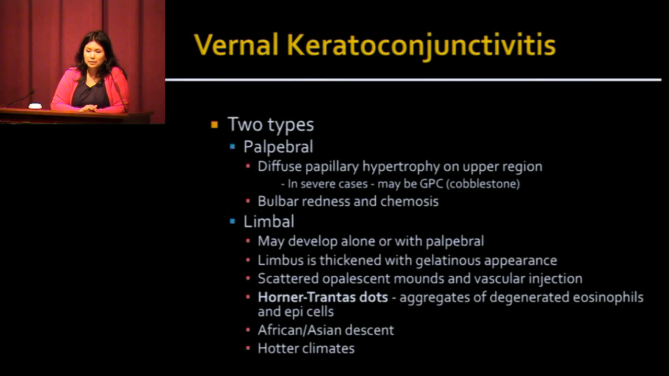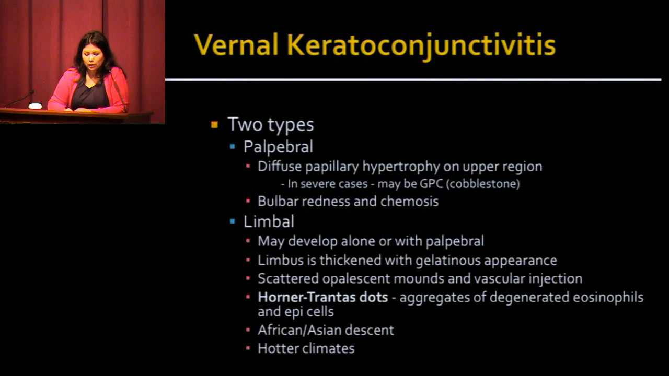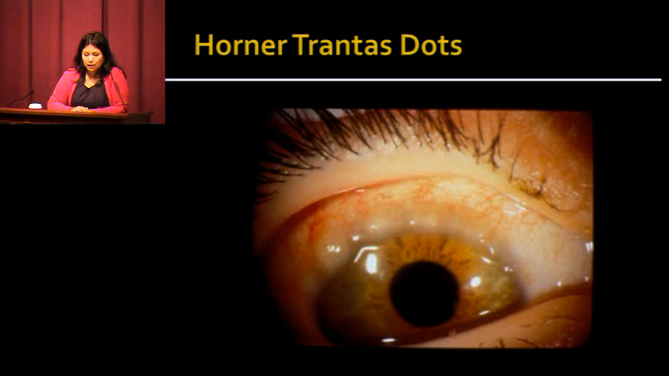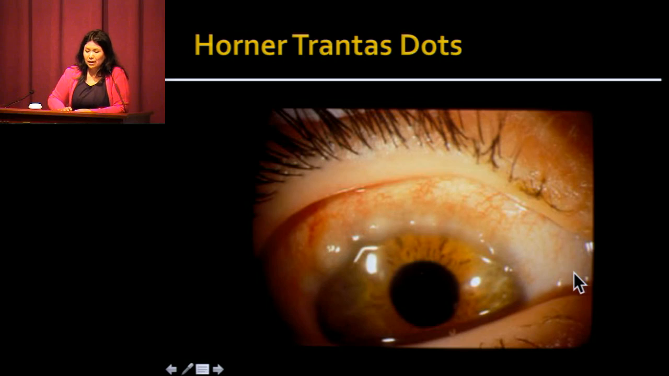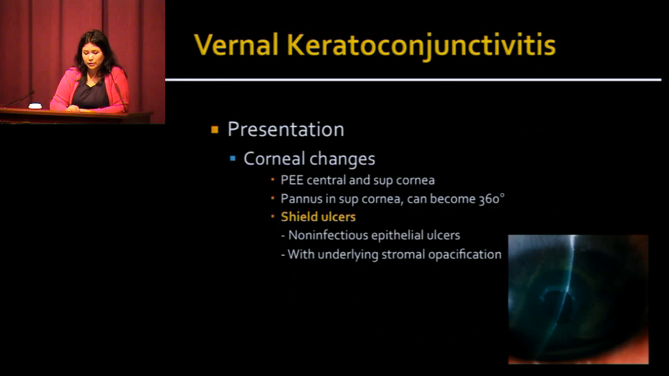And these are really cool to see sometimes too, because the limbus is very thickened and has a gelatinous appearance around it. And these are also Horner-Trantas dots, which are aggregates of degenerated eosinophils and epithelial cells. Most common limbal is in African and Asian descent and in hotter climates. I remember that being in my OKAP, limbal in African descent. And here we go. These are Horner-Trantas dots, again, just around the limbus, these thick gelatinous mounds that come about. And these actually respond very nicely to steroids. The minute you hit them hard with steroids, within a day or two they're symptomatically much improved also.